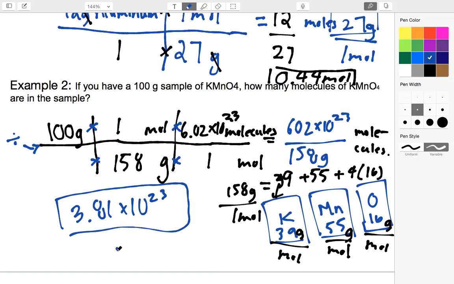And once again, your unit is molecules because that's what you're looking for. If you notice, I can cross out grams and moles, and then I'm just left with molecules.